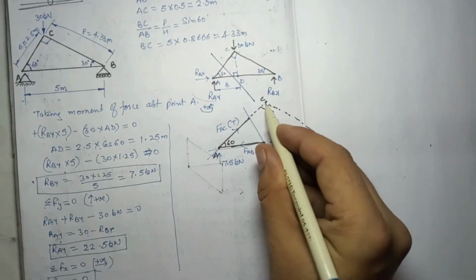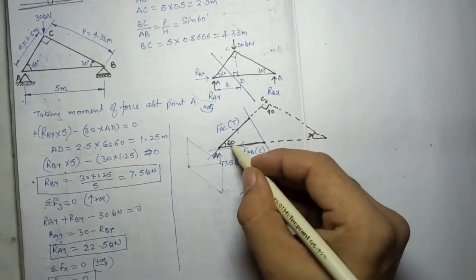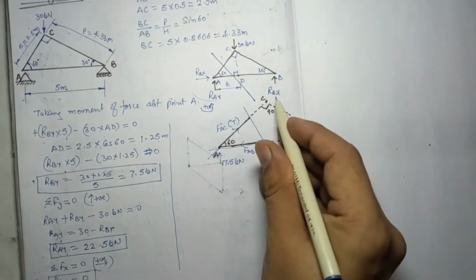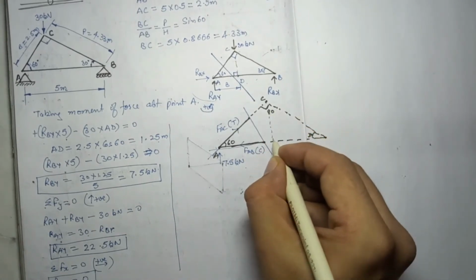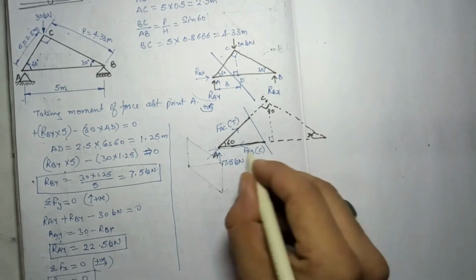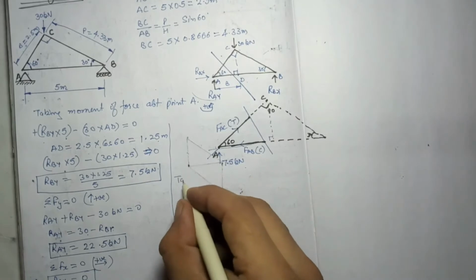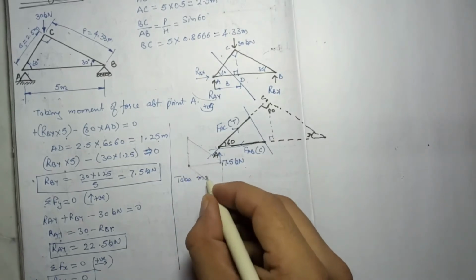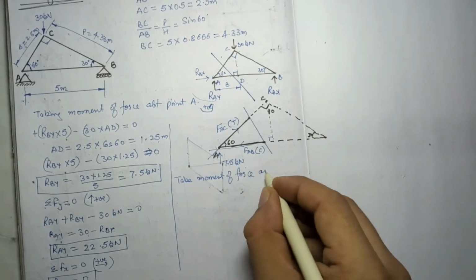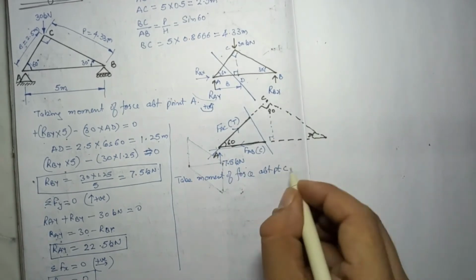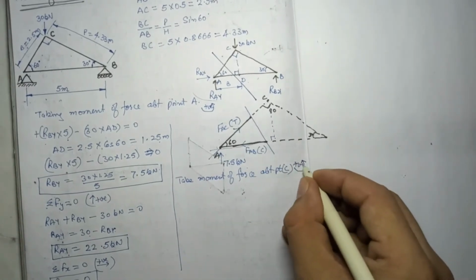If I take the joint C about which we take the moment of force, this FAC is passing through C, so it means FAC will be 0 and we can get the value of FAB if we know the perpendicular distance, this one. This is the direct perpendicular distance between FAB and point C. So what we do, take moment of force about point C. Let's say about point C we are taking, and I am taking anti-clockwise positive.